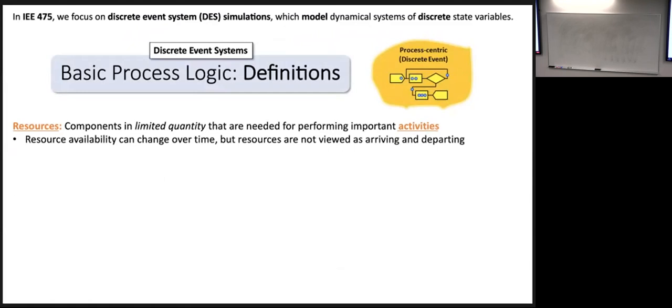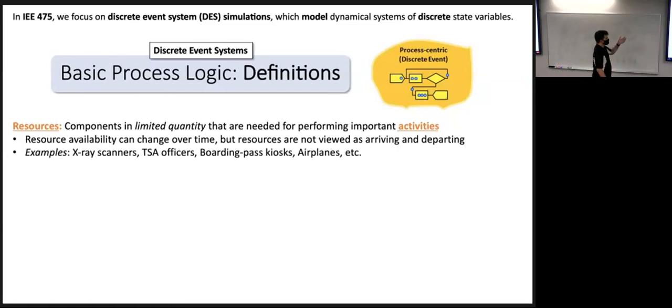So basic process definitions. Some of you should already have some exposure to this from the lab. I already talked about this a little bit earlier. Resources are components in limited quantity that are used to execute activities. So resource availability can change over time, but the resources are not viewed as arriving and departing. So it might be the number of coffee cups goes from 10 to 4 because 6 of them went in the dishwasher, but we don't view them as having left the system. We just view the resource capacity change from 10 to 4. And later, when they come out of the dishwasher, it goes back from 4 to 10. But the resource didn't arrive to the area and then leave. It just changed its capacity temporarily. So capacities can change over time, but the placeholder for the resource is always there. So that's something special about resources.